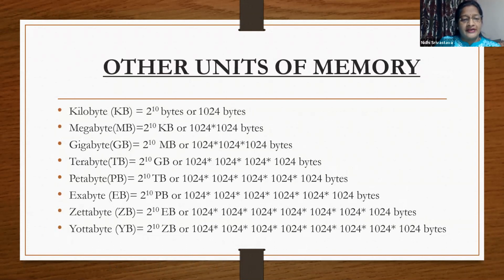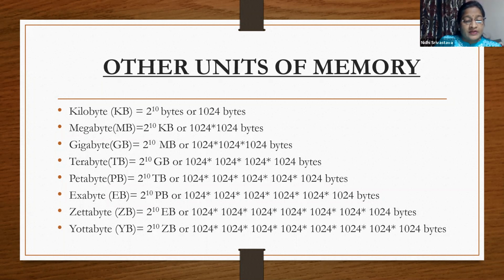Other units of memory. Kilobyte, KB, is equal to 2 raised to the power 10 bytes, or 1024 bytes. Megabyte, MB, is equal to 2 raised to the power 10 KB, or 1024 two times bytes. Gigabyte, GB, is equal to 2 raised to the power 10 MB, or 1024 into 3 times. Terabyte, TB, is equal to 2 raised to the power 10 GB, or 1024 into 4 times.